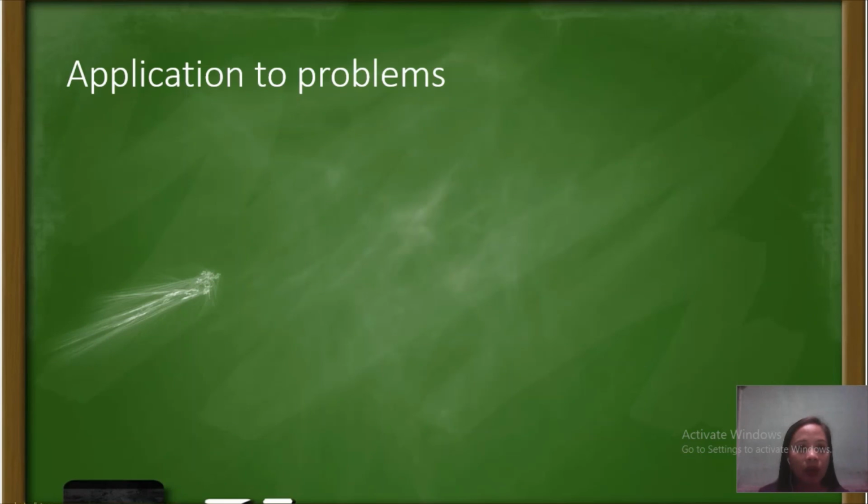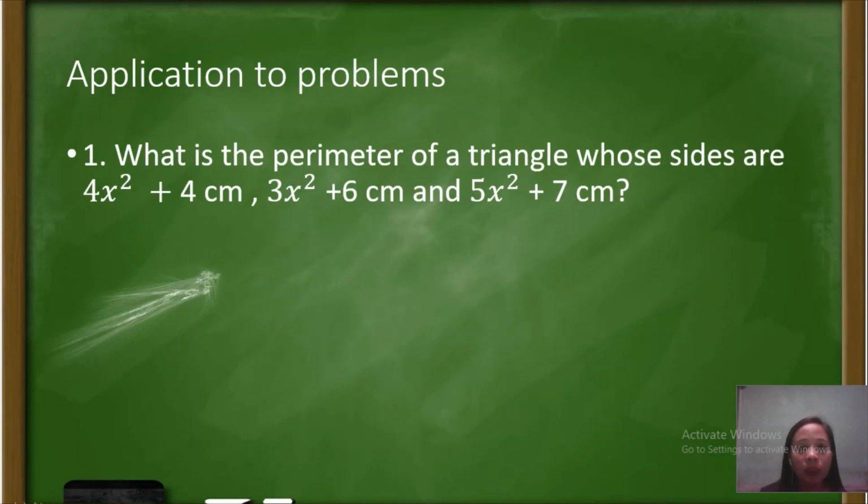Okay, we're going to apply it to some problems. What is the perimeter of a triangle whose sides are 4x squared plus 4 centimeters, 3x squared plus 6 centimeters, and 5x squared plus 7 centimeters? As you all know, perimeter is the sum of all the sides of a certain shape. If that is a triangle, it has 3 sides. You're going to add the 3 sides of that triangle.